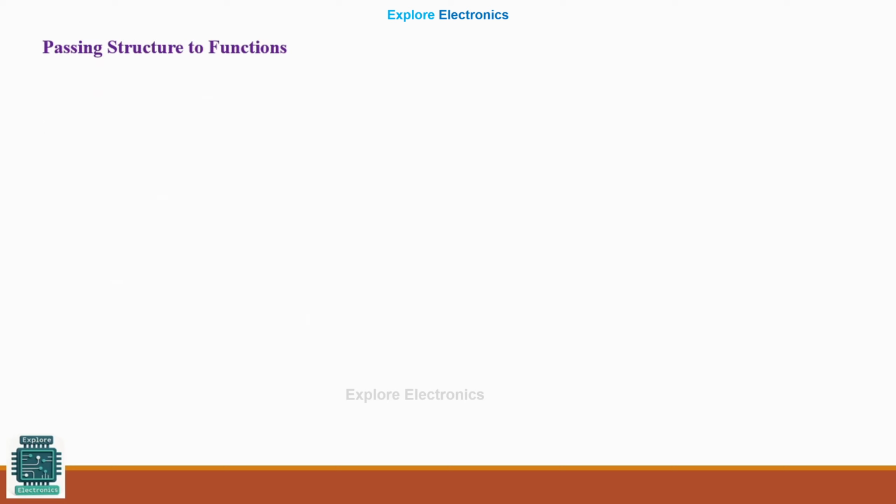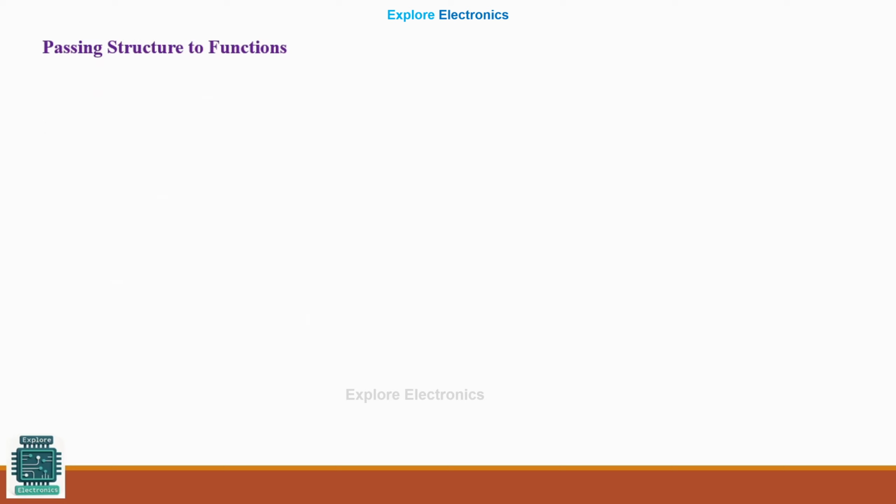Now here there are two types of passing. The first one is passing structure members to functions, and the second is passing entire structures to functions. These are the two. Let us understand them one by one. The first one is passing structure members to functions. Let us understand this one.